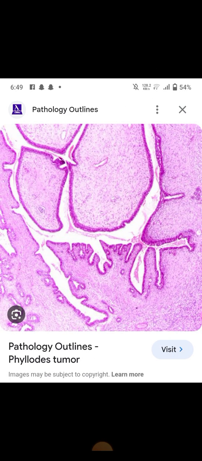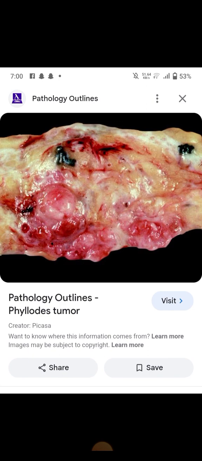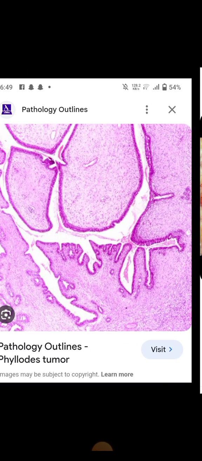Now let's move towards its microscopic features, but before that I want to mention that on the cut surface of this tumor, when we take a cut section of the Phyllodes tumor, somewhat cystic areas can also be seen, and this tumor is also gray white in appearance, just like fibroadenoma, which was also gray white. But when we take the cut section of fibroadenoma, there are bulging nodules, or we can say slit-like spaces can also be seen, but here no such structures can be seen.